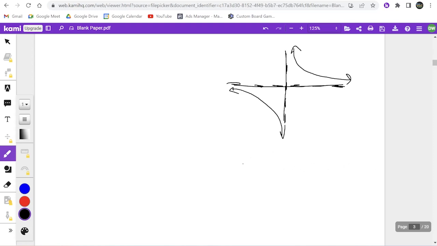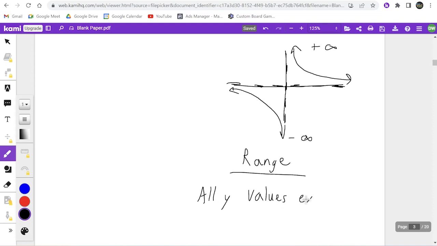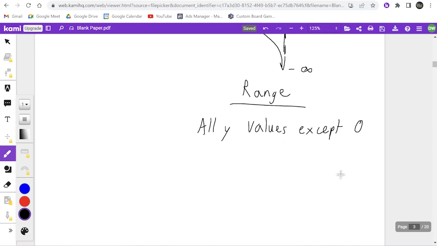But it does have a range because there's a lot of y values we have here. As a matter of fact, I think this goes to negative infinity. This goes to positive infinity. So it looks like it's all y values except 0. Now, how would I write that in interval notation?